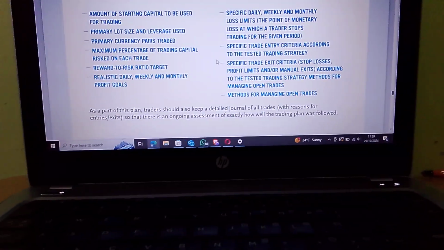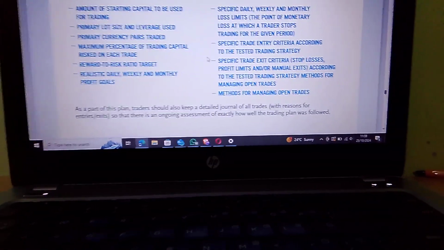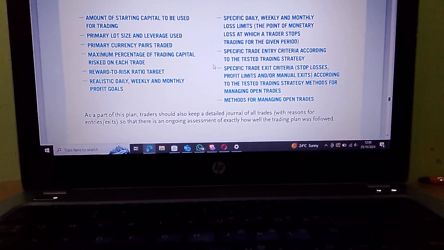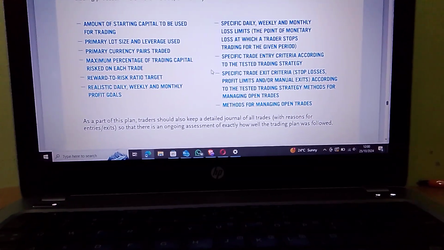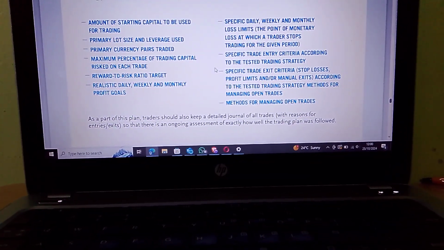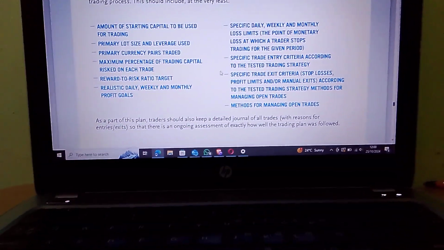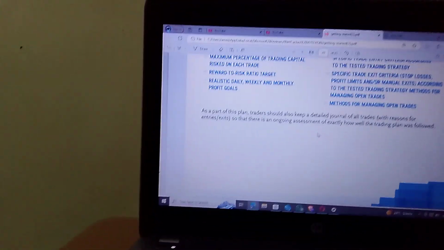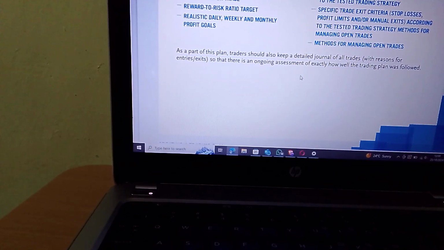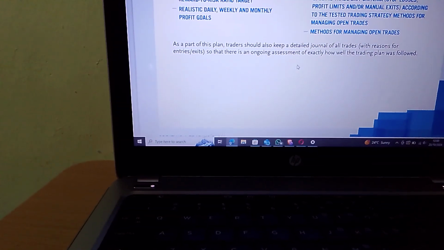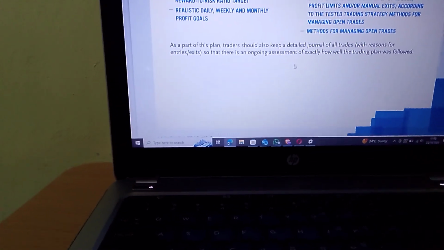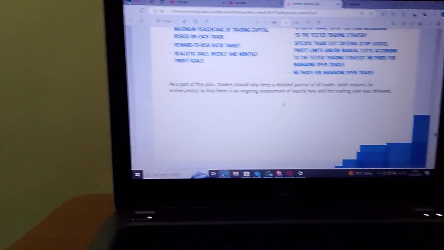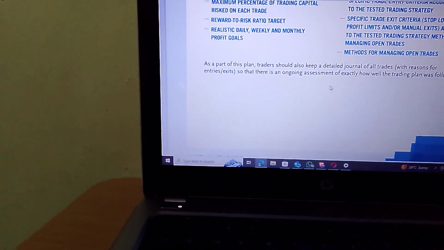Specific trade exit criteria: stop losses, profit limits, and/or manual exits, according to the tested trading strategy. Methods for managing open trades. And as part of this plan, traders should also keep a detailed journal of all trades with reasons for entries and exits, so that there is an ongoing assessment of exactly how well the trading plan was followed.